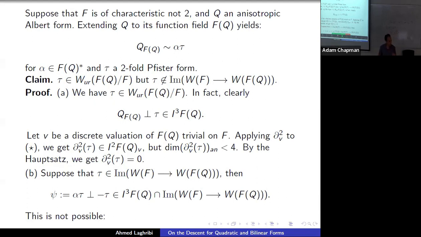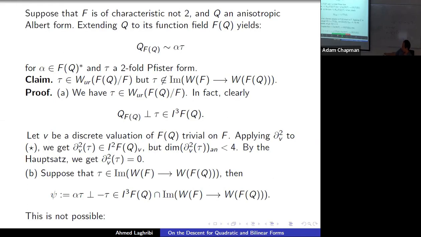If I suppose that tau comes from F up to isometry, it is easy, just an affair about the Witt kernel. It is not complicated. But here, tau could be Witt equivalent to some big form of dimension. So take psi alpha tau minus tau. This form, of course, it is clear, it is in I3 FQ, and we suppose that it comes from F. Working a little bit, we can show that it comes from I3 F.